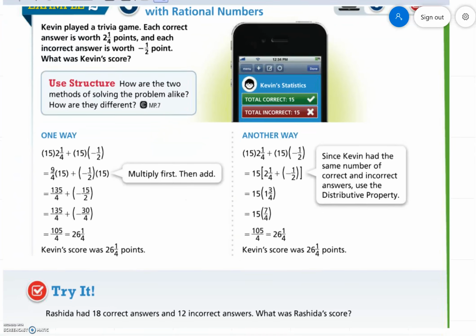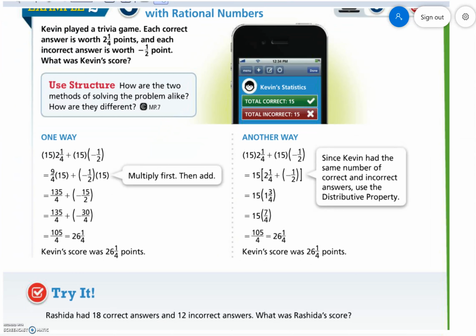Example number 2. Kevin played a trivia game. Each correct answer is worth 2 1/4 points, and each incorrect answer is worth -1/2 point. What is Kevin's score? So we got 15 correct. So from those 15, each one, he got 2 1/4 points, and then he got 15 wrong. So for each one he got wrong, he lost 1/2 point.